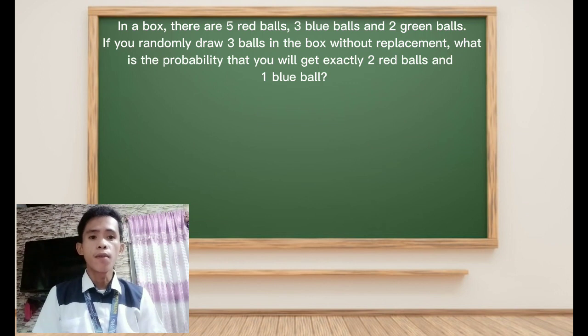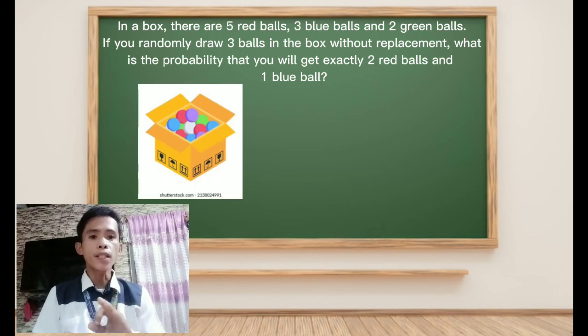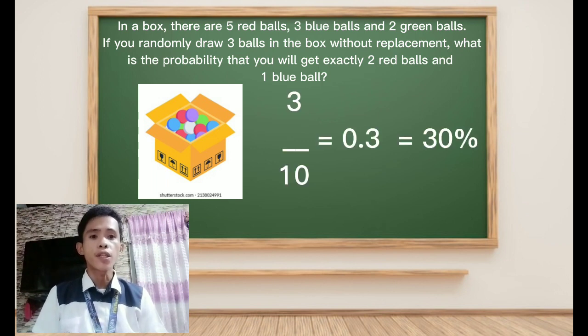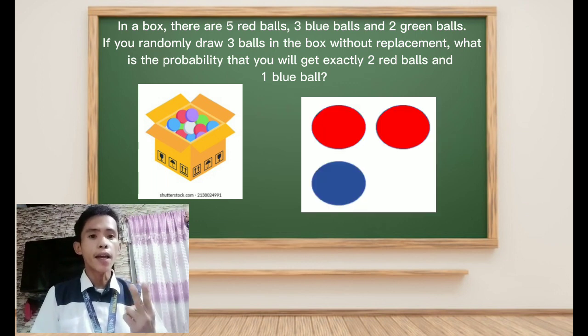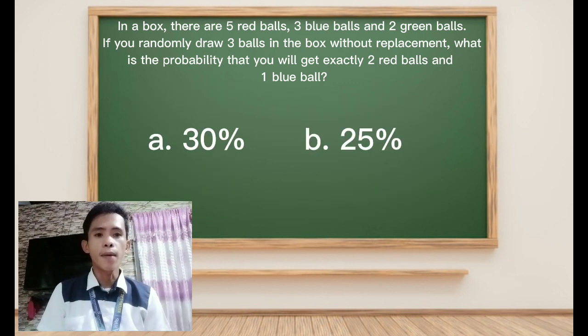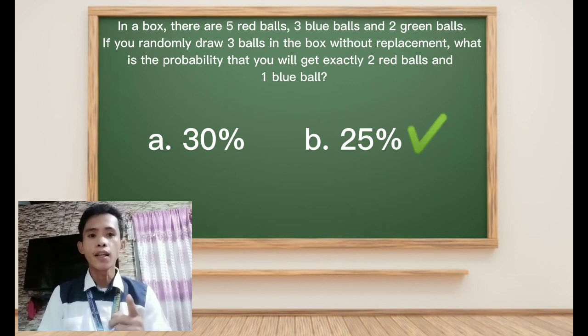Base sa ating problem, kung makikita ninyo, mayroong 3 bola na kailangan nating kunin sa loob ng isang box, kung saan sa loob ng box ay may 10 bola. So, 3 out of 10 or 3 divided by 10 is 0.3. So, sa madaling sabi, there is a 30% probability na makukuha natin yung 2 bola na red at 1 bola na blue. Kung ang sagot ninyo ay A, kayo ay nagkakamali, dahil ang tamang sagot ay B, 25%. Aalamin natin kung bakit 25% ang tamang sagot.